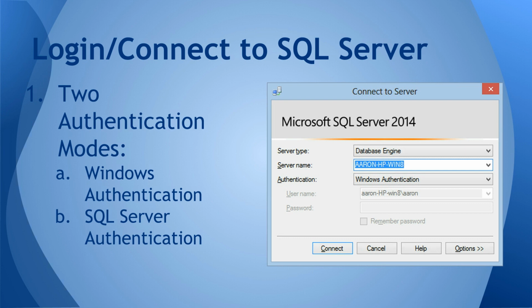And in server name, you will need to select the name of your computer to begin with. And later on, if you're going to connect with a remote server, you have to type in part of that server's connection string. But for now, just select the default that you set up when you installed it, which should be your computer name. And then for authentication modes, there are two primary forms: Windows authentication and SQL Server authentication.